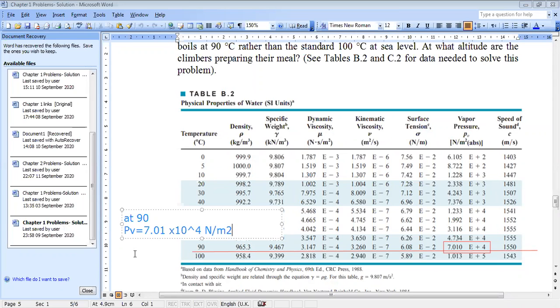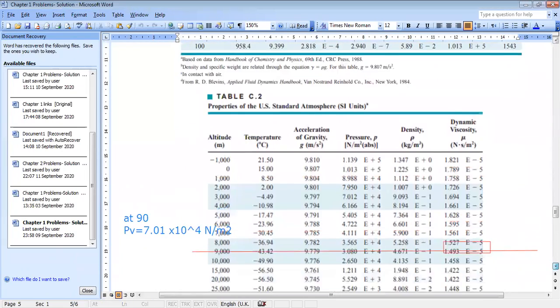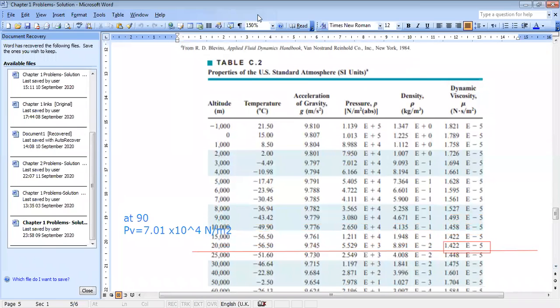Now, how will I use this information to determine the altitude? I will go to the second table, okay? So I will go to table C2. In table C2, I will go to the column of pressure, okay? And I will read for this pressure what will be the altitude. I am interested in a pressure of 7.01 times 10 to the power 4. So if I look in my pressure column, I can see that 7.01 lies between these two values.